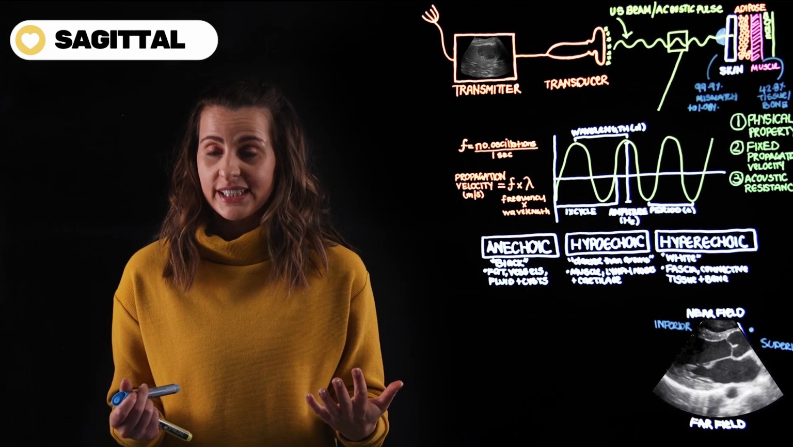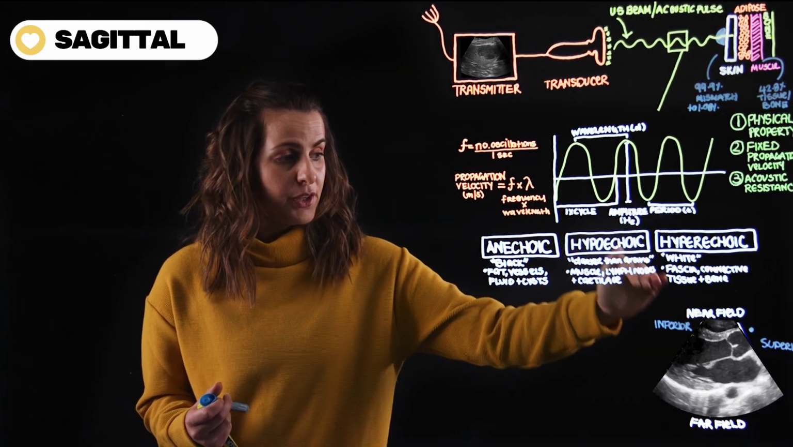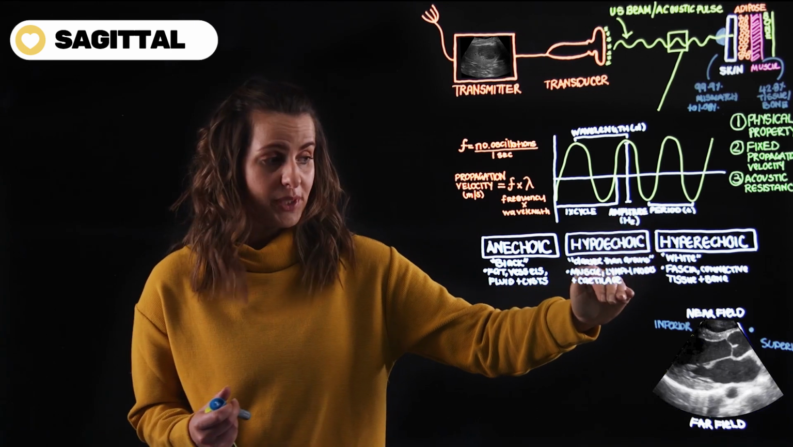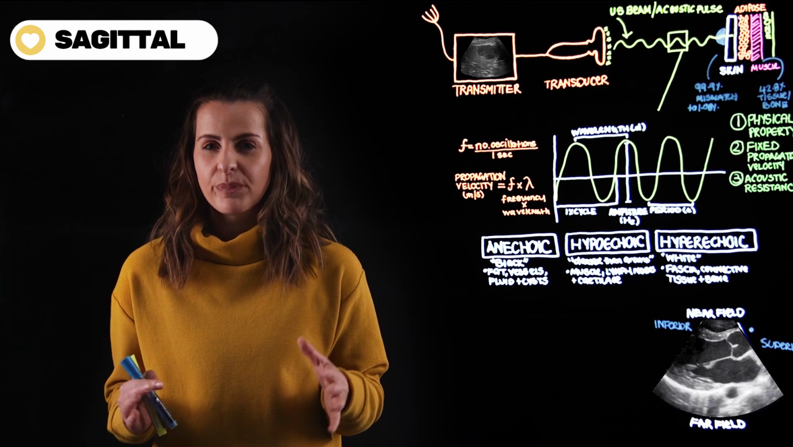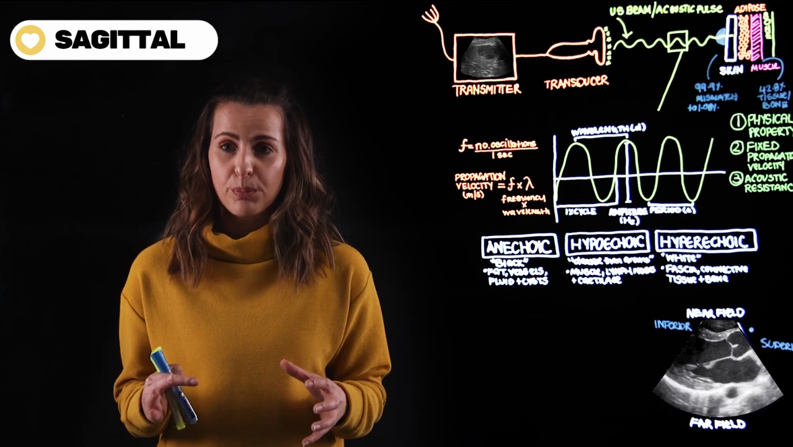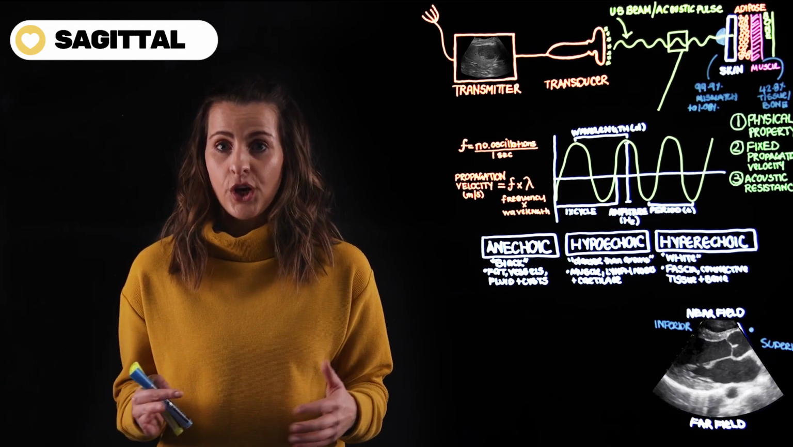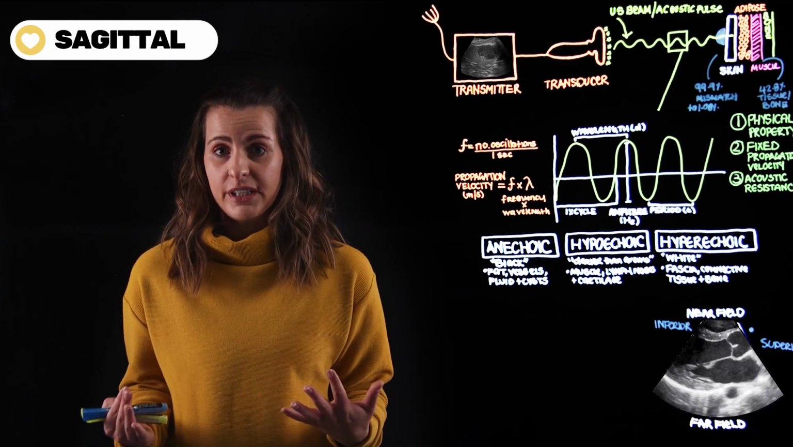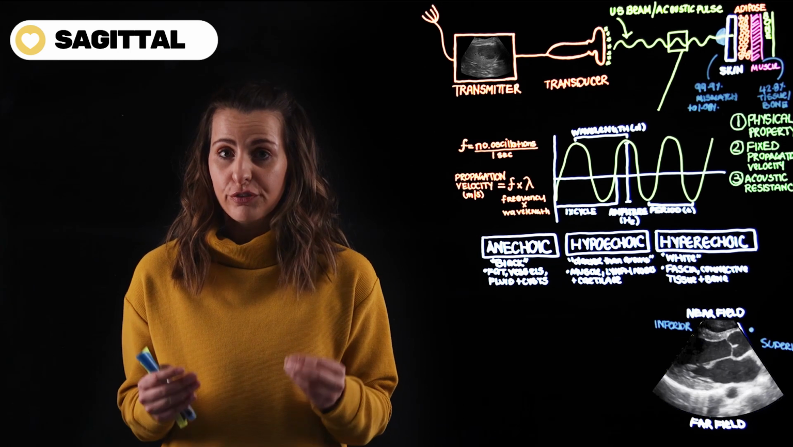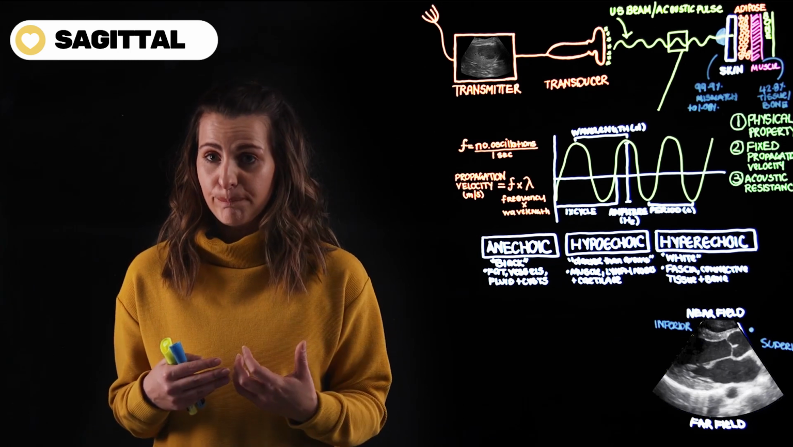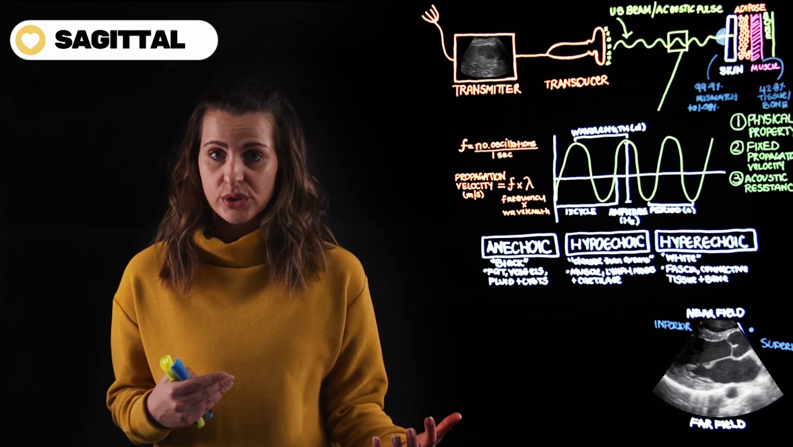We then need to orientate the near field, so the part of the ultrasound image that's going to be closer to the top, and the far field. So I want you to think of the probe like a torch. The near field and the far field are going to be orientated based on where the light of the torch is shining from and where it's going towards.